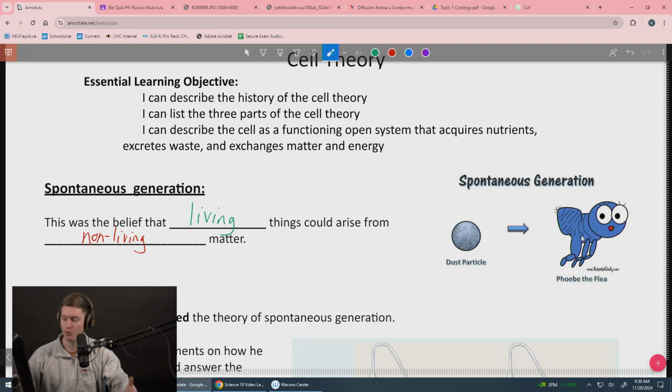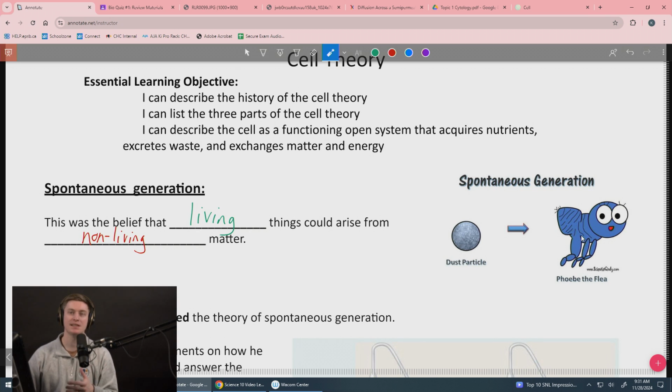So before the idea of a cell, people observed that if you left food, for example, out on the counter, it was all of a sudden full of maggots the next day. Or seemingly out of nowhere, fleas appeared in the house. And how did those fleas get there? Did they just come from dust? And there is this idea that non-living things would turn into living things.